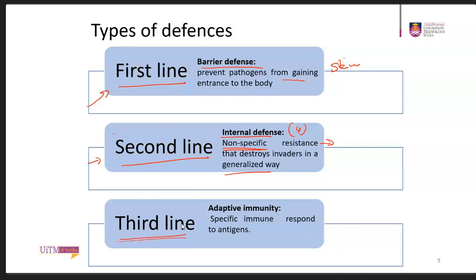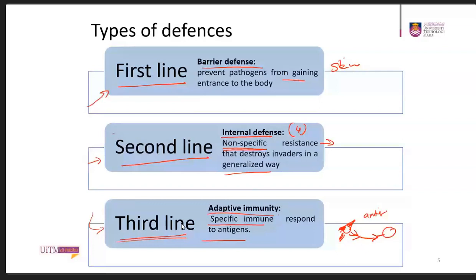And then the third line defense. So if the second line defense does not work to protect the body against that specific virus, that virus will encounter the third line defense, which is adaptive immunity. So it is more specific, a specific immune response to antigen. So you have a certain specific virus. On the surface of the virus will have antigen, like we said earlier. So there will be specific white blood cells that will have receptors that will bind with this antigen of that specific pathogen.